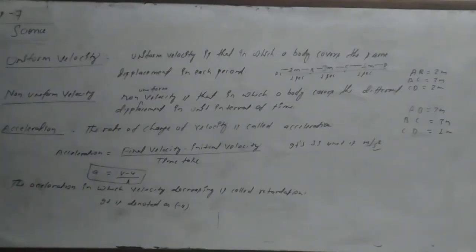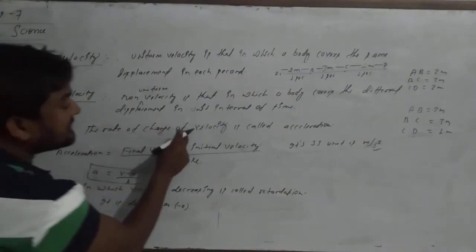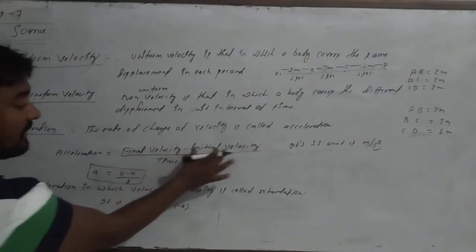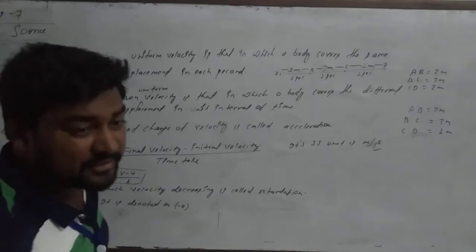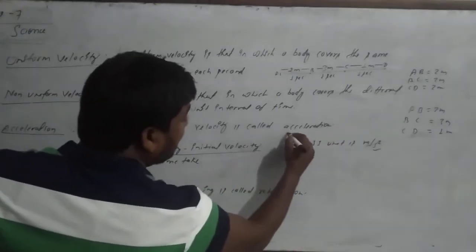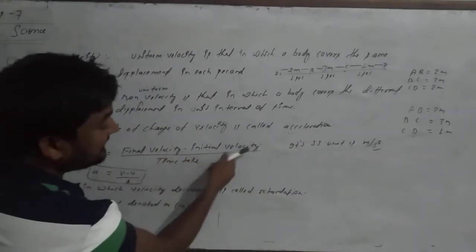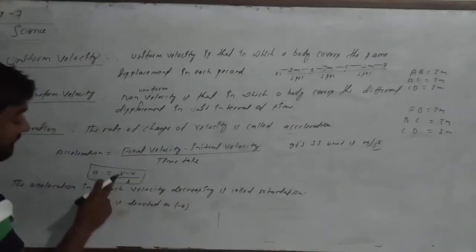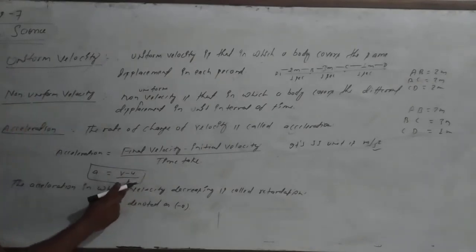Okay. Similarly, acceleration. How can we define it? It means the rate of change of velocity: final velocity minus initial velocity upon time taken. The rate of change of velocity is called acceleration. Its formula is final velocity minus initial velocity upon time taken. Final velocity we have already studied, v, and initial is u, upon t.